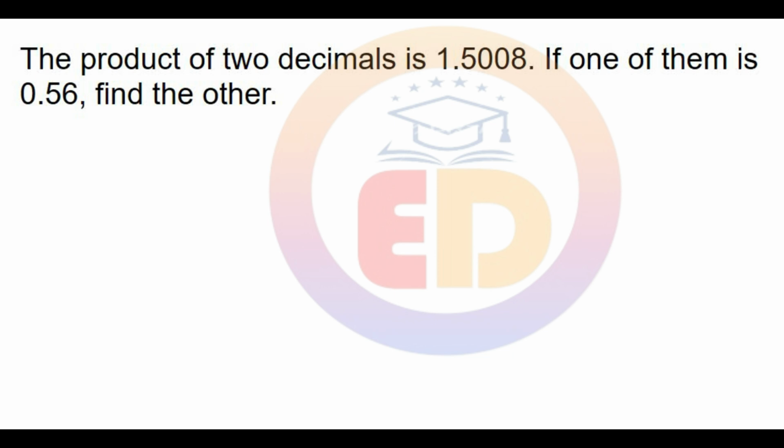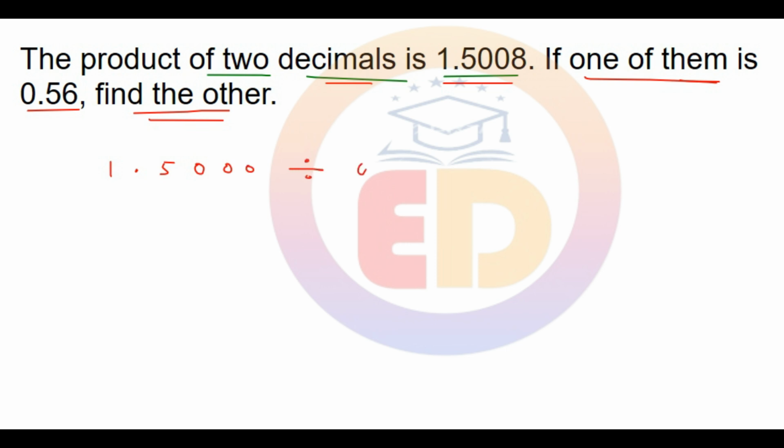The product of two decimals is 1.5008. If one of them is 0.56, find the other. So remember, if the product of two decimal numbers is 1.5008, this is the value of the product of two numbers, and one of the numbers is 0.56. To find the other number, you have to divide the product value, which is 1.5008, by one of the decimal numbers, which is 0.56. Dividing both of them.